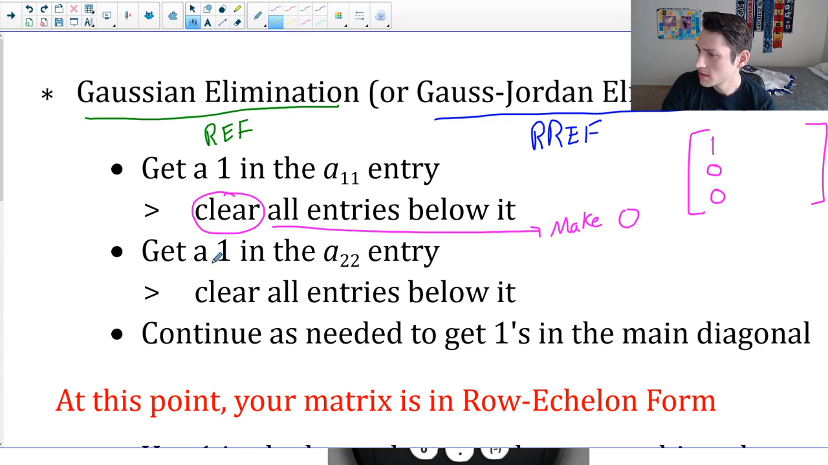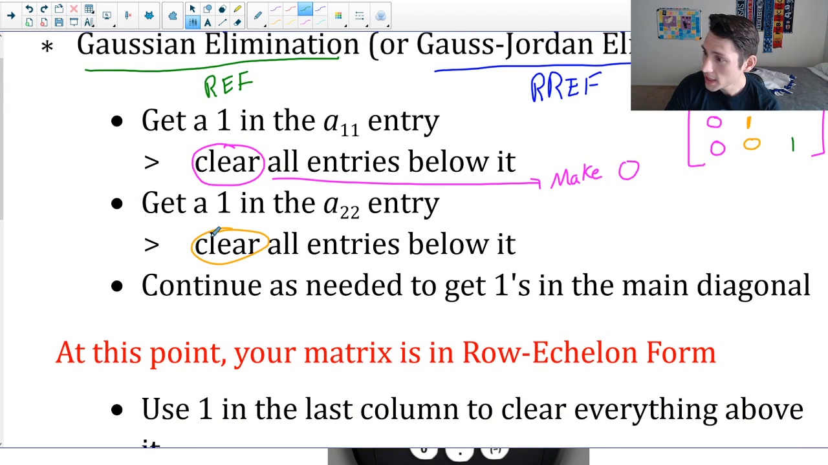Okay, after that, get a 1 in the A22 entry. So A22's right there. Clear all entries below it. Again, make 0. So then make that a 0. And then continue as needed. So we would also want to get a 1 down here. That would complete the diagonal. We're mostly going to do 3x3 systems, but we could do however many. We could have 100 rows, and so we'd have to get however many 1s along the main diagonal, and then get 0s below it by clearing.